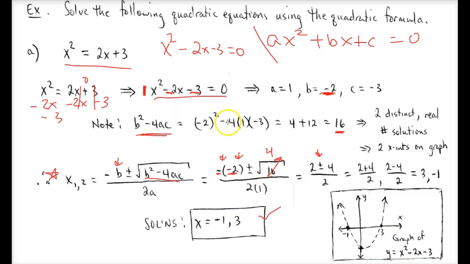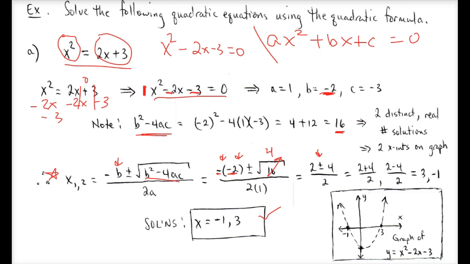Another way we could interpret this is to ask, where does the graph of x squared and the graph of 2x plus 3 intersect one another? If we interpreted it that way, we would see that at x equals negative 1 and at x equals 3, they both share the same x and y values. We put this in quadratic form to make solving that a bit easier.